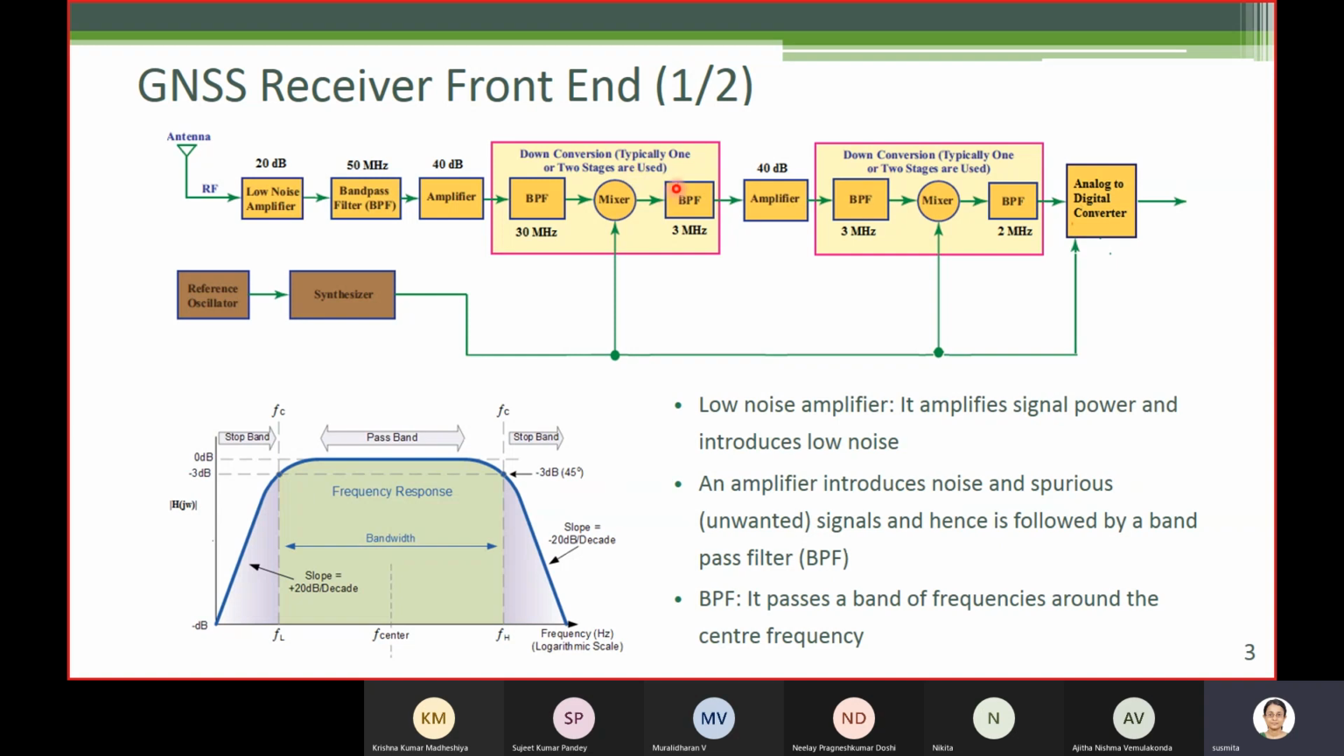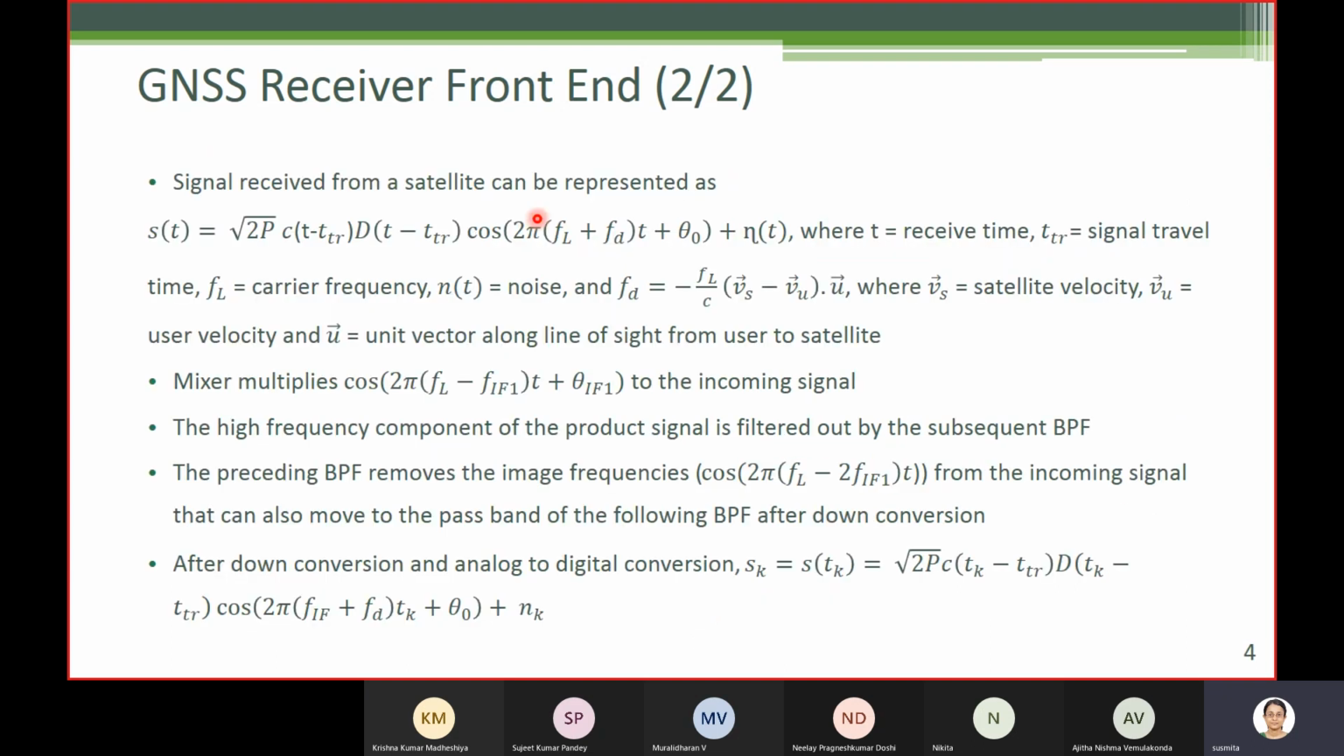Okay. Now we understand why we have a band pass filter after mixing, but why do we require a band pass filter before mixing? One reason is that following an amplifier, we should always have a band pass filter, because an amplifier, in addition to amplifying the signal power, introduces noise and some unwanted signals, which should be removed using the band pass filter with the help of suitable design. This is one reason. Another reason is as follows.